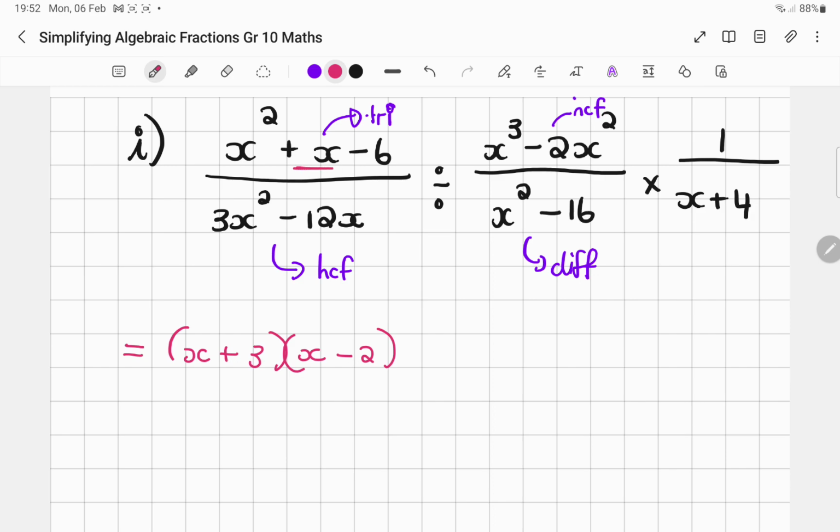Okay, so plus 3 minus 2 does give you a positive 1, and if you multiply them, it does give you negative 6. Then at the bottom, I can take out 3x. What is left? X minus 4. Again, if you need to, distribute it back quickly and just check: 3x squared minus 12x. Good. Now we're going to times and tip.